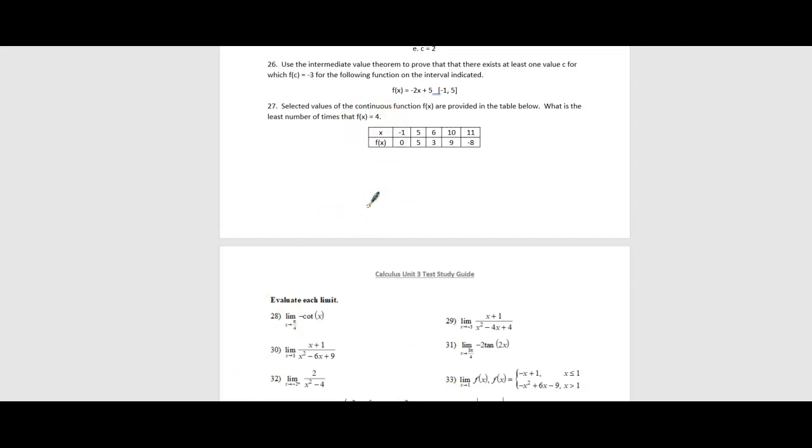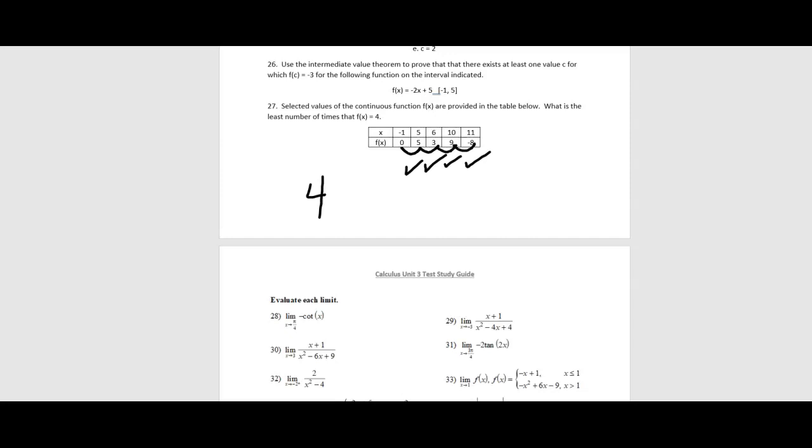All right. Well, if I go from 0 to 5 in the f of x, somewhere along the way, it must have crossed 4. And if I go from 5 to 3, once again, it would have to cross 4 again. And if I go from 3 to 9, it must cross 4 again. And then if I go from 9 to -8, it must cross 4 again. Okay, so in this case, there are 4 times that it would have to cross the value of 4 in order to get from one point to the other.